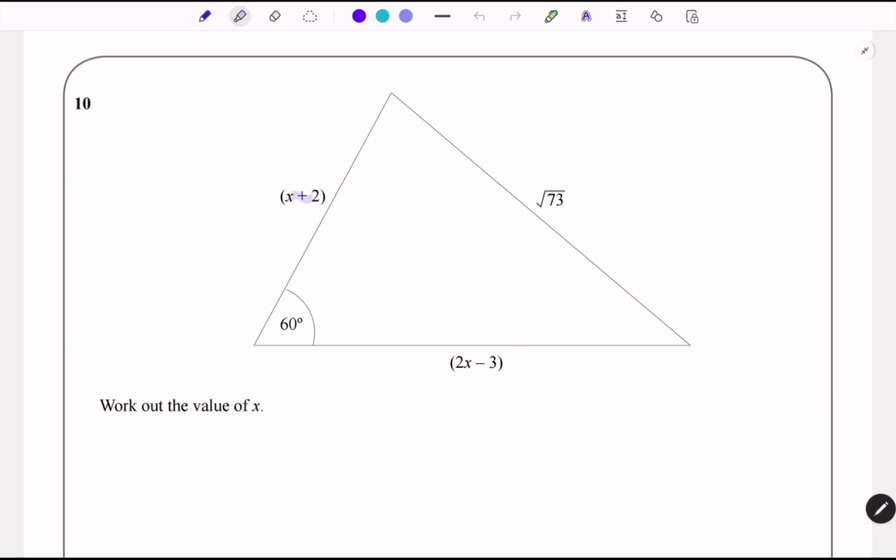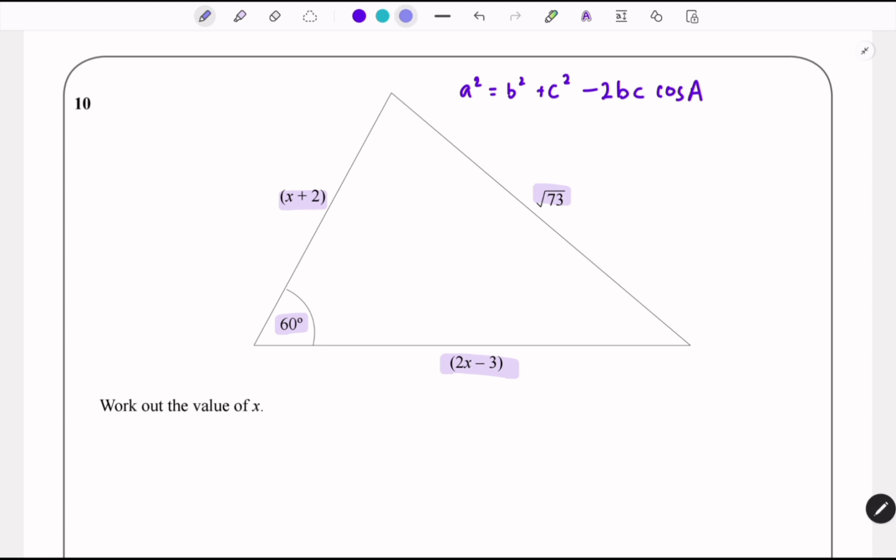The reason why I know this is cosine rule is because we've got 3 lengths and 1 angle. If you look at the cosine rule formula, the cosine rule says a squared equals b squared plus c squared minus 2bc times cos A. Remember, the capital letters are the angles and the lowercase letters are the lengths.